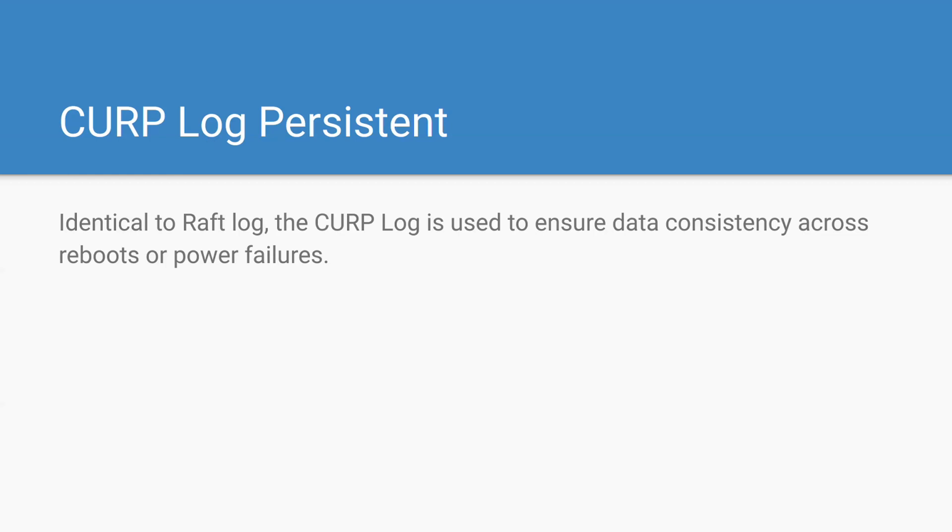The first major factor is how the curp log is persisted. The curp log is identical to the raft log. It is used to ensure data consistency across reboots or power failures. In this section, I will explain some issues in the current log persistence implementation and the new refactored implementation.